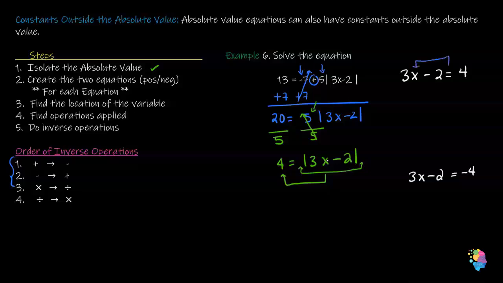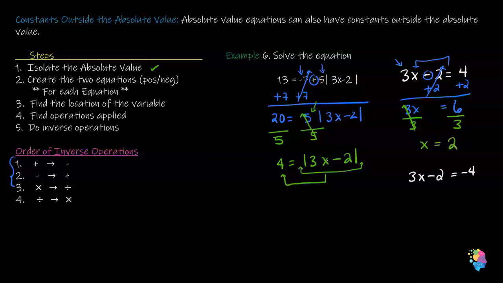My variable is on the left, and I have subtraction and multiplication. I add 2 first to both sides because first we move anything that is being added or subtracted. That's going to give me 3x. This goes to 0. It's equal to 4 plus 2, that's 6. Now we need to undo the multiplication by dividing, so I'm going to divide both sides by 3. Remember, 3 divided by 3 goes to 1, so that's 1x or just x. We're not writing the ones anymore. And then 6 divided by 3 will give me 2. So here's my first answer.